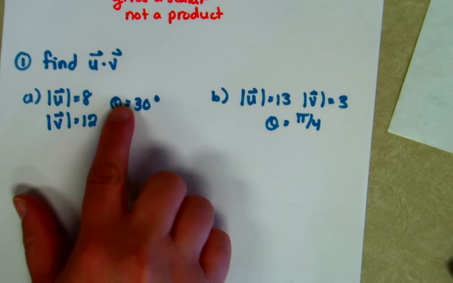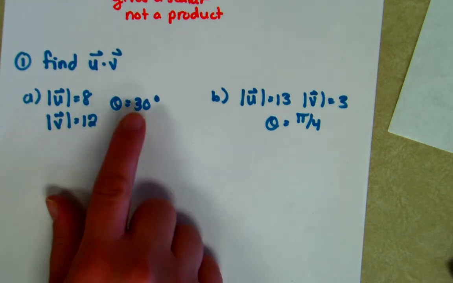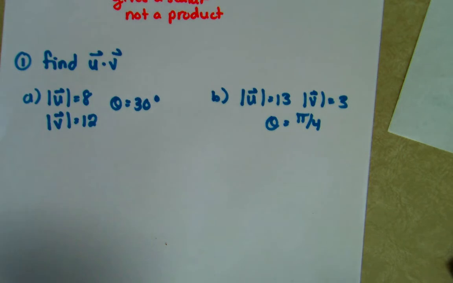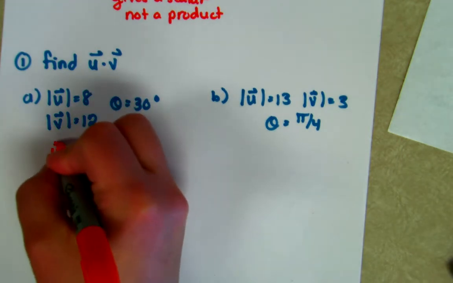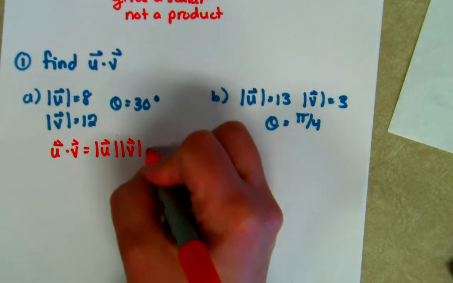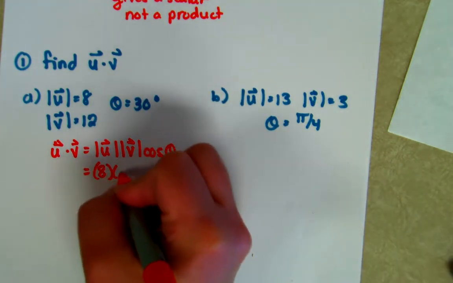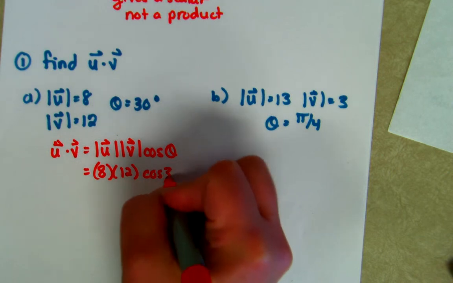Find u dot v if the magnitude of u is 8 and the magnitude of v is 12 and the angle between them is 30 degrees. Not a big deal, we're just going to plug in the formula. It's the magnitude of u multiplied by the magnitude of v multiplied by cos of 30. So that's going to be 8 times 12 times cos of 30.